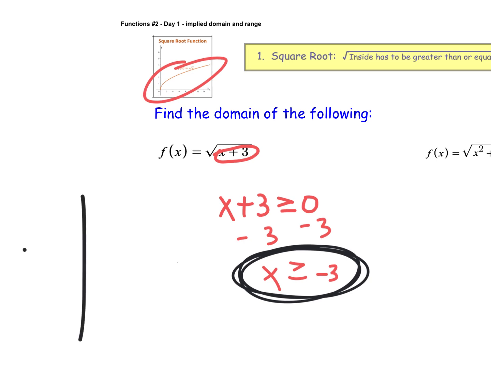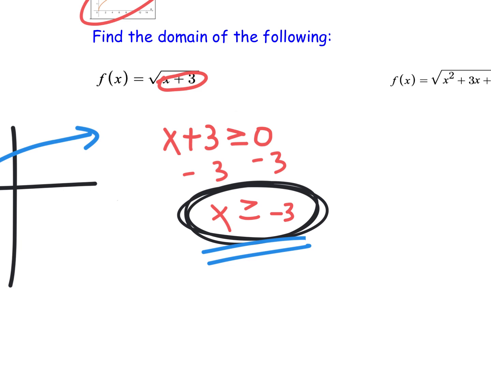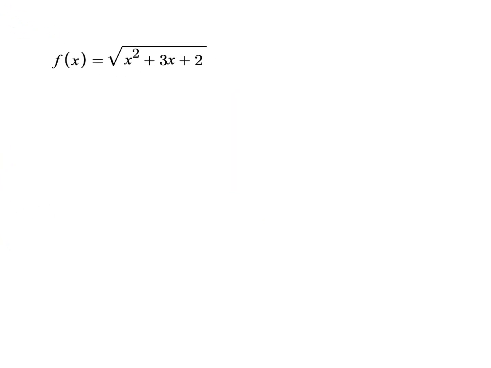Look, I didn't even have to look at the graph. If I did look at the graph, it would have looked like this, which makes sense that it would be from -3 over. But I didn't have to even graph it. I just had to take this and set it greater or equal to 0. So same thing here. Take this, x squared plus 3x plus 2, and set it greater or equal to 0.